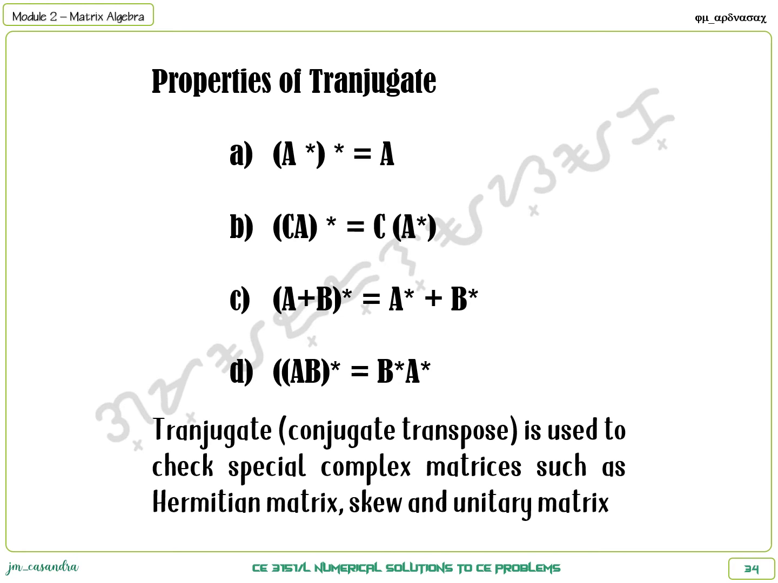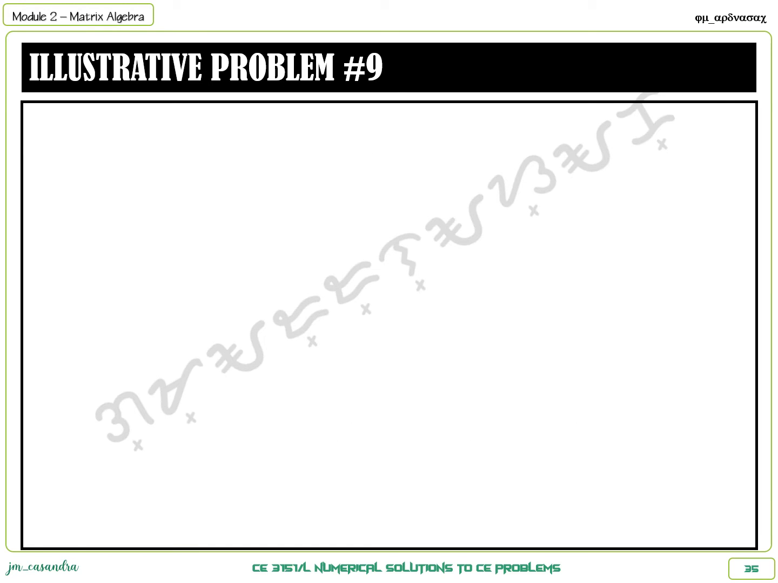Do take note that the tranjugate, or the conjugate transpose, is used to check special matrices such as the Hermitian matrix, the skew-Hermitian, and unitary matrices. So to understand the three operations that we have just discussed, let's solve some examples.